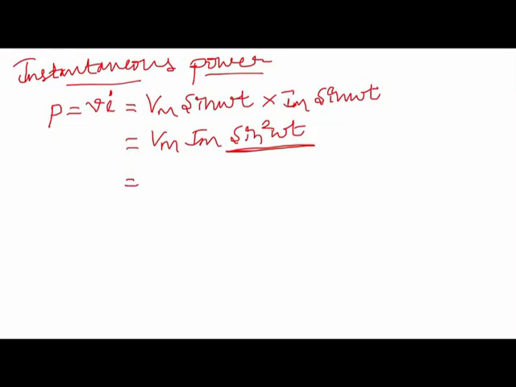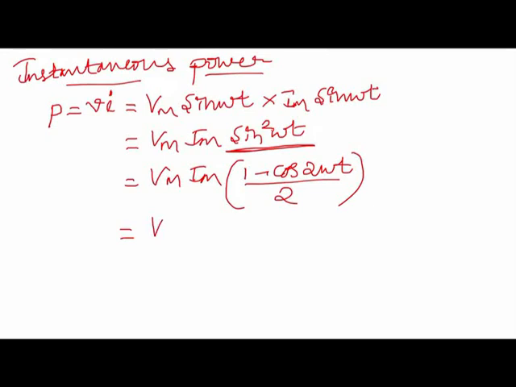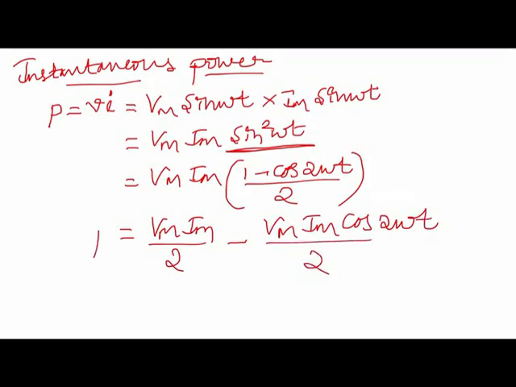We get Vm Im sin² ωt, which can be written as (1 − cos 2ωt) divided by 2. That is the formula: sin² ωt equals (1 − cos 2ωt)/2. Upon reducing, this equation becomes Vm Im/2 − Vm Im cos 2ωt/2. So this instantaneous power has two terms.